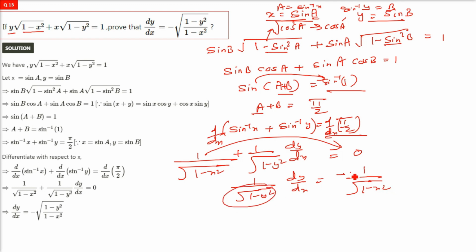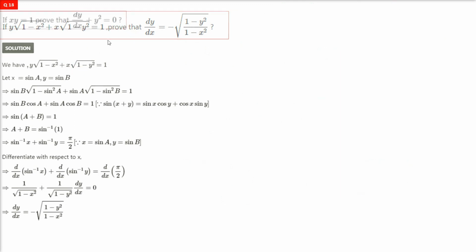This denominator goes to the numerator, so under root 1 minus y square it will be. So this is your final answer. This is what we have to prove. Directly also, if you try, you will get the same answer.